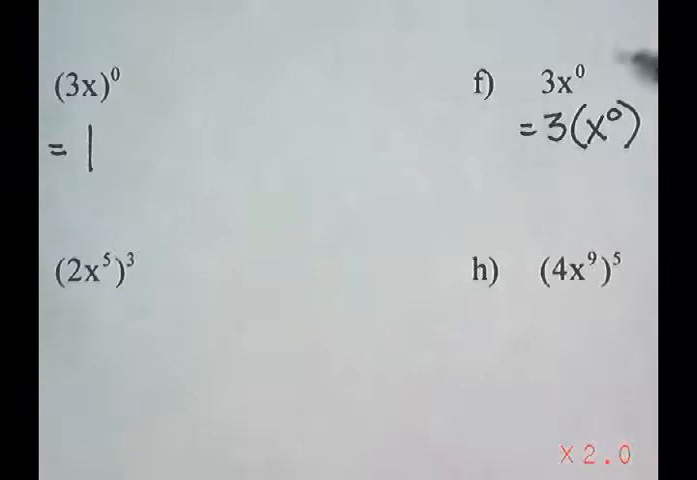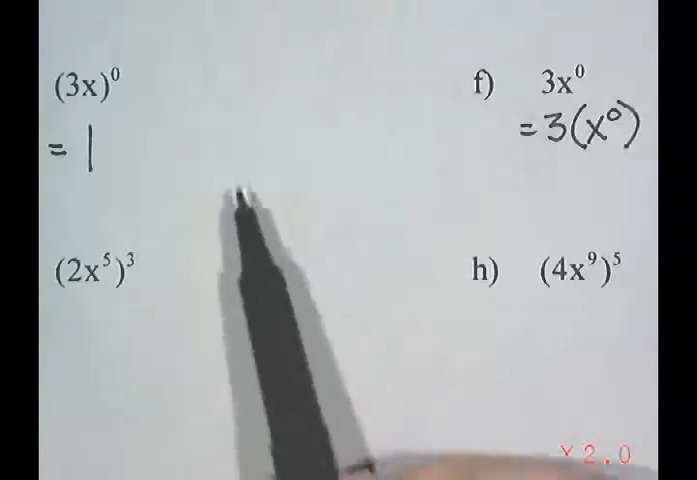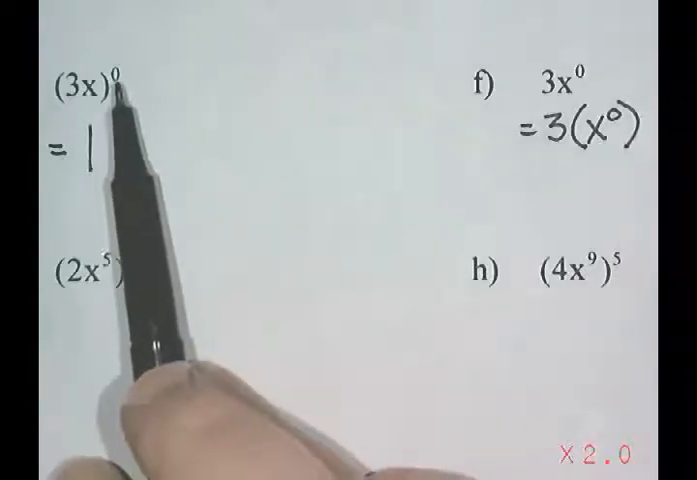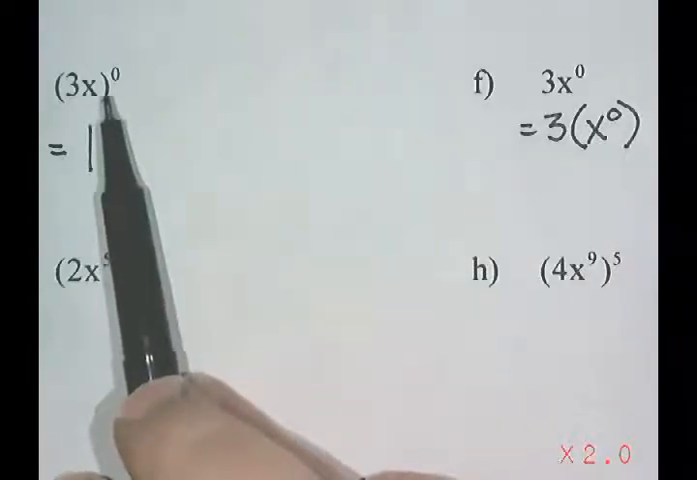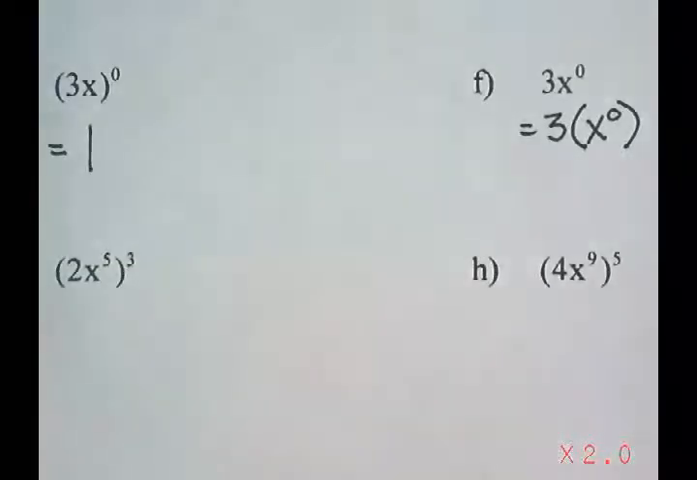The way an exponent works is the exponent works on whatever is directly to the left of it. So what's directly to the left of this 0 is an x. So the x is the only thing that that 0 is going to work on. What's directly to the left of this 0 is a bracket. So everything inside that bracket is going to be to the power of 0. That's what the 0 is working on.